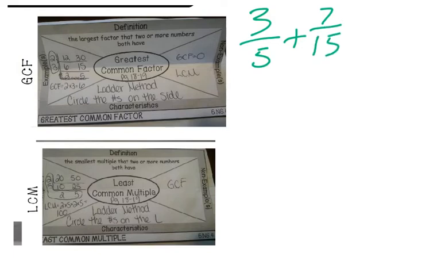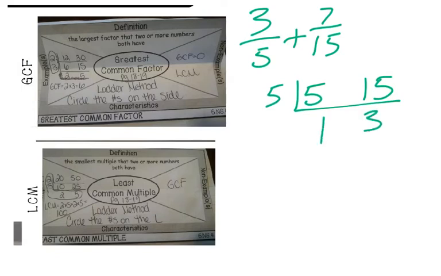So what I'm going to do is I'm going to put 5 and 15 in a birthday cake. Again, I'm going to ask myself what will go into 5 and 15. And I hope you say 5. 5 goes into 5 once. 5 goes into 15 3 times. Draw another layer. I say what will go into 1 and 3. Well, that answer is 1. So I am 1 and done.